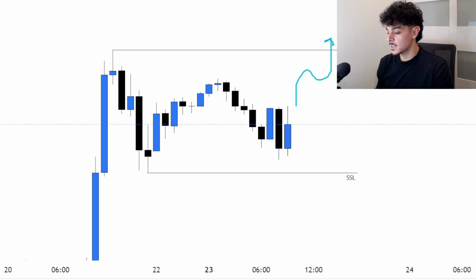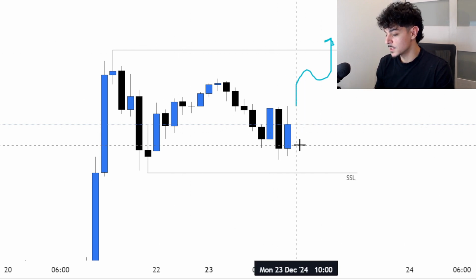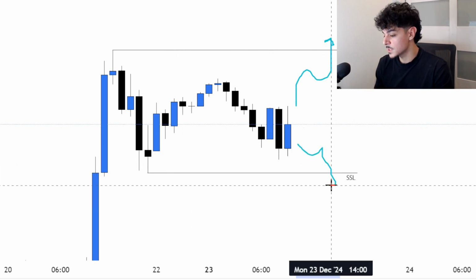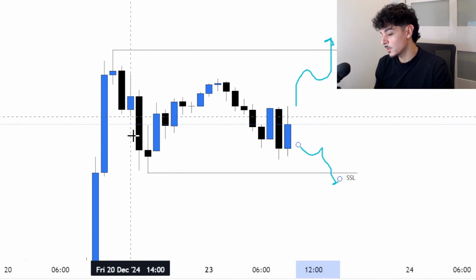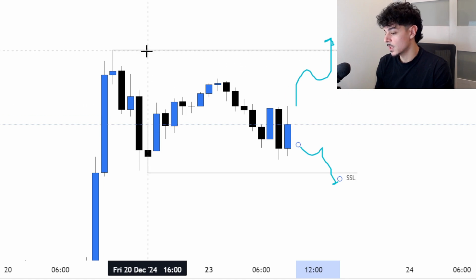Same thing for the sell side liquidity. It's called sell side because there's a big pool of sell stops that are going to be triggered once we trade below it, and it is only a swing low, like I just described with the buy side.